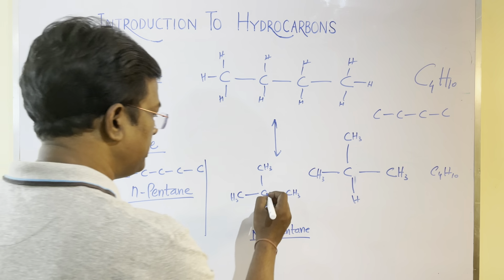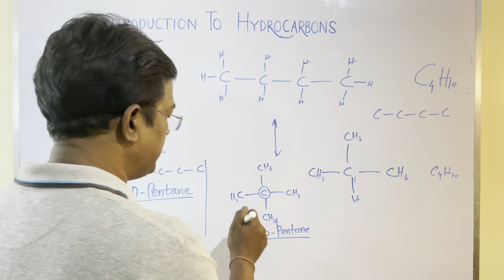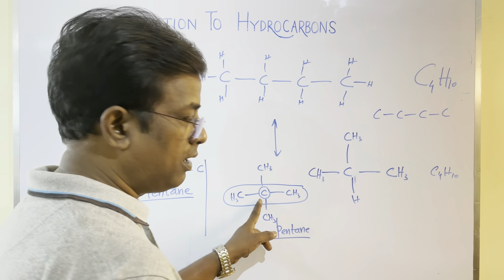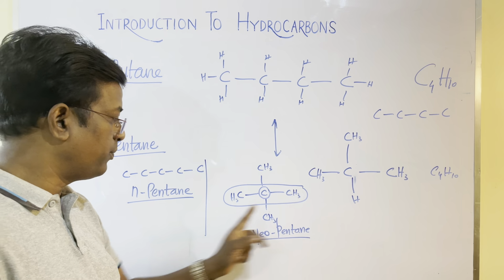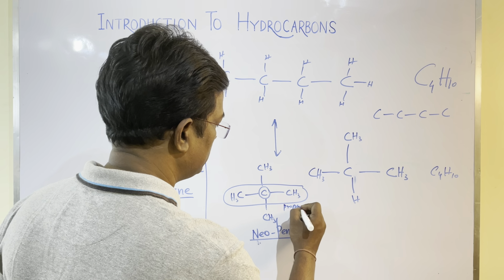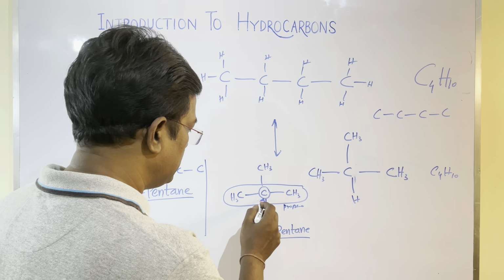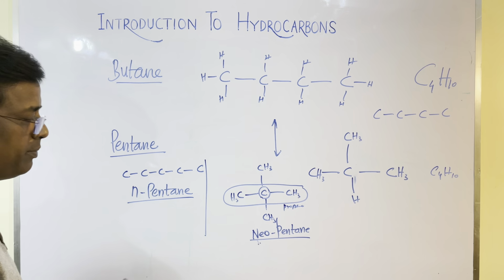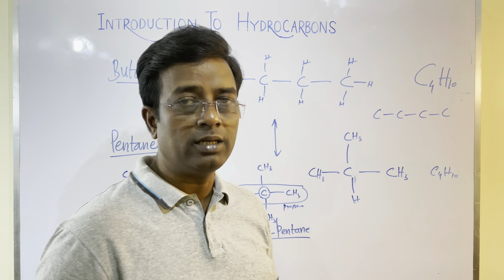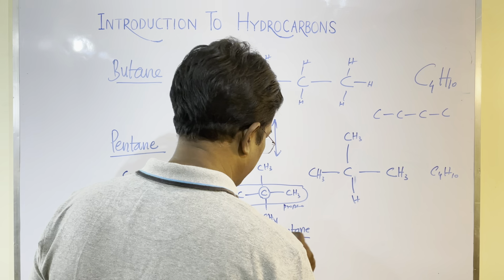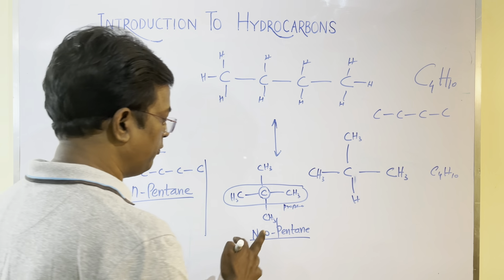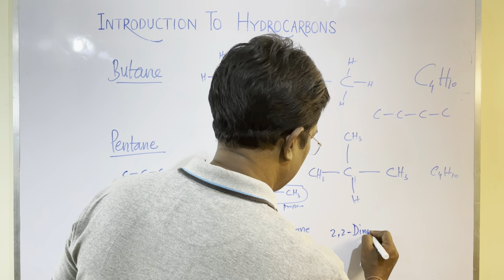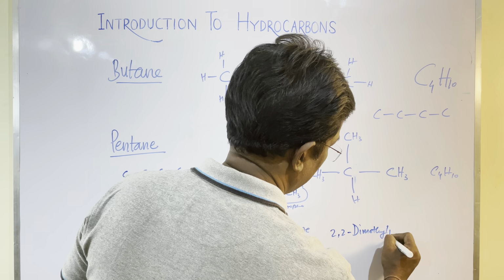Neo means the second last carbon atom of the longest chain. Here it is the second last carbon atom of this longest chain, that is propane. This is propane 3, so this is the second last here. If it contains 2 methyl groups, then it can be called neo. So the prefix neo comes here, so it will be neopentane. And the IUPAC name will be 2,2-dimethylpropane.